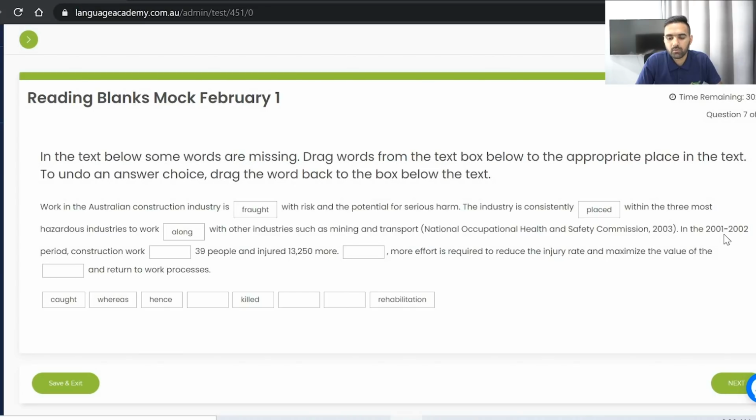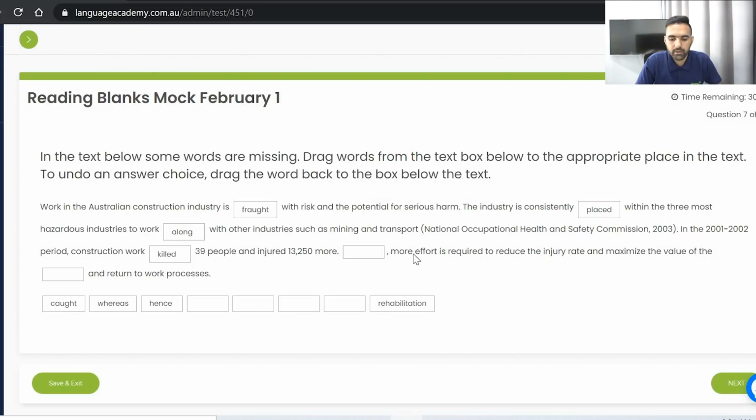In the year 2001 and 2002 period, construction work dash 39 people and injured 13250 more. Okay, if 13,000 plus people are injured, 39 people were what? Killed. Dash, more effort is required to reduce the injury rate and maximize the value of dash and return to work process. Alright, dash. Now we've got two words which can finish off a sentence, either whereas or hence.